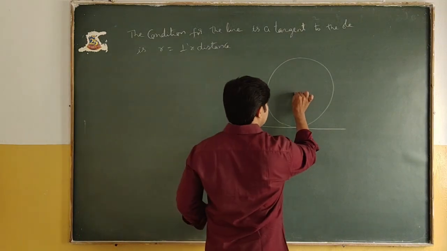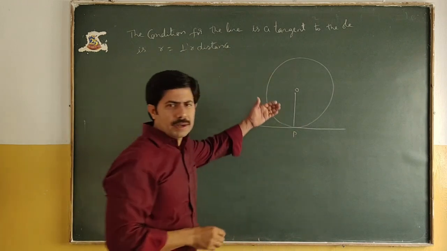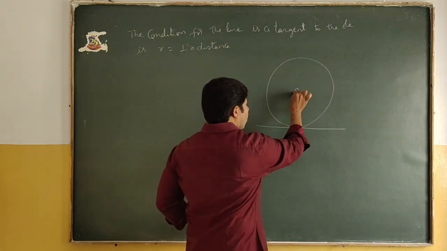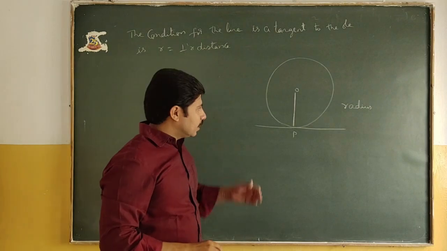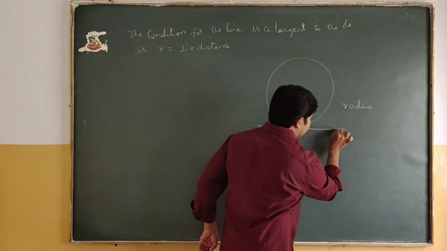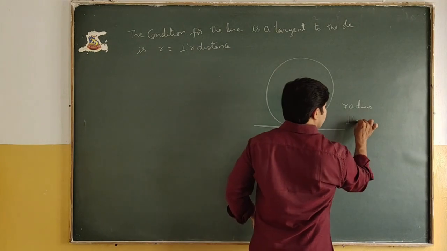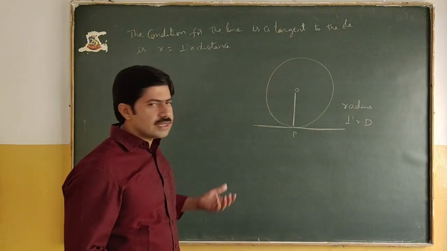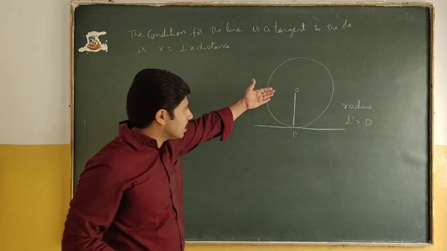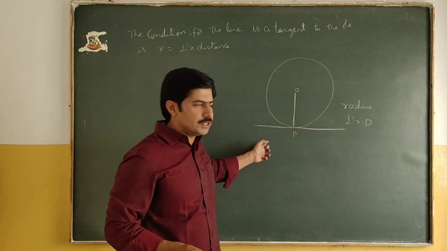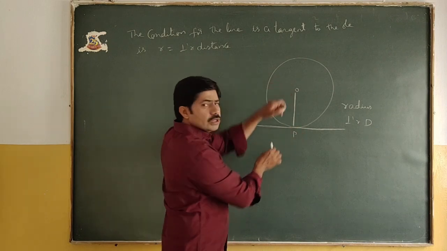Now, suppose we draw a perpendicular from O to P, this OP is called the radius. The same OP, if we refer to it with respect to the tangent, is called the perpendicular distance. OP is a radius. The same OP, with respect to a tangent which is touching at a point, is nothing but the perpendicular distance from the center to the tangent. So that is called the perpendicular distance. So that means the distance is the same. OP is radius, OP is also a perpendicular distance.